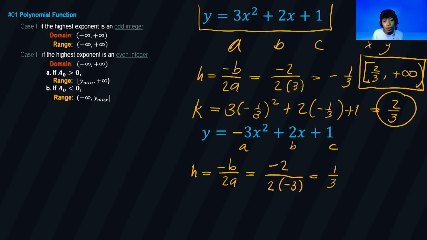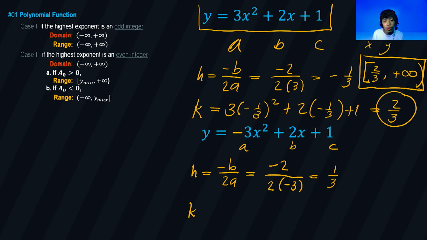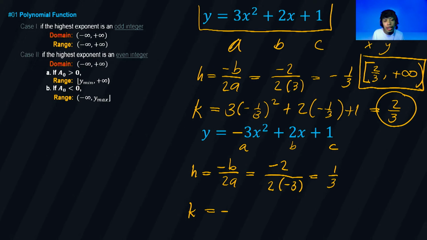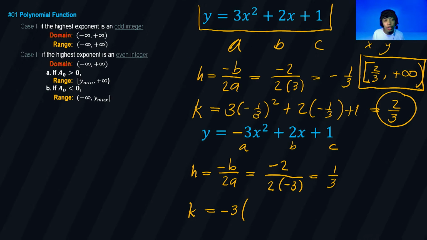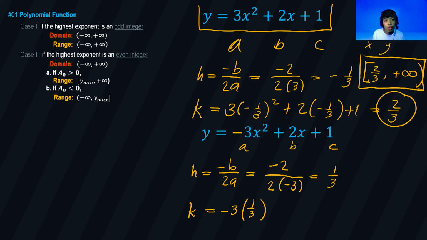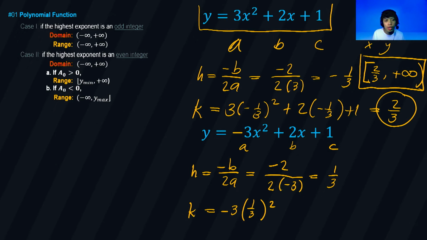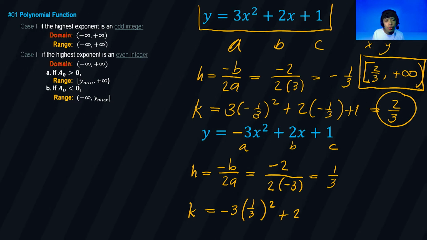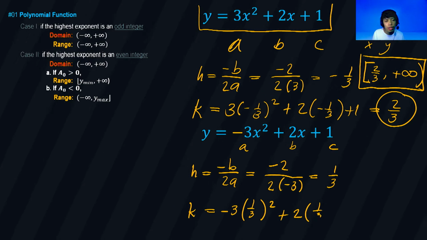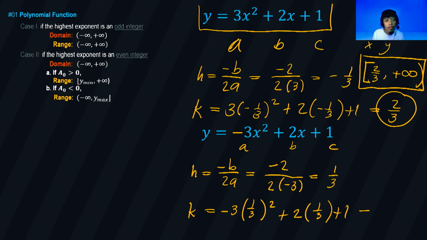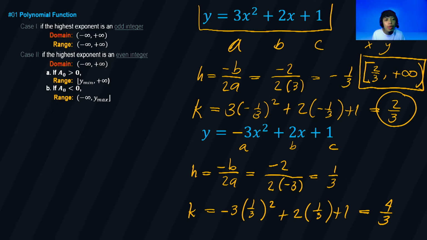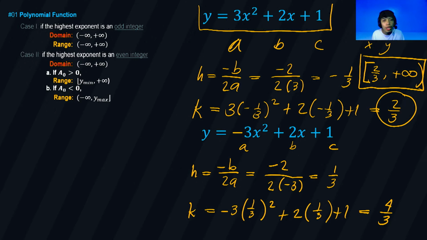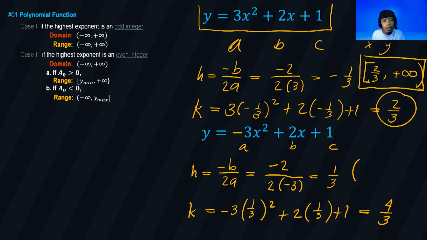And to solve for K, you just use this equation. This is equal to negative 3 times your X, the value for H, that is 1/3, squared, plus 2 times 1/3, plus 1, and the value for K is equal to 4/3. So your range will be, note ha, this one right here.